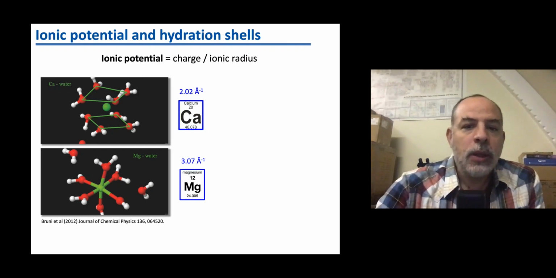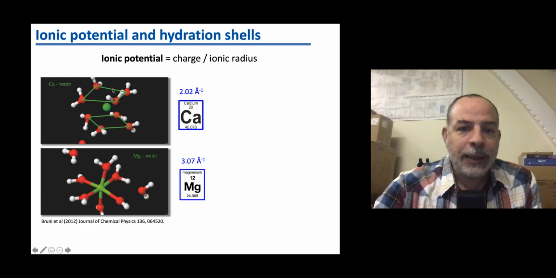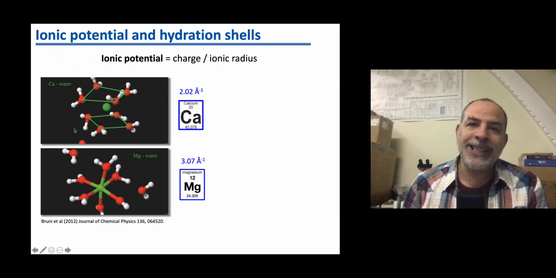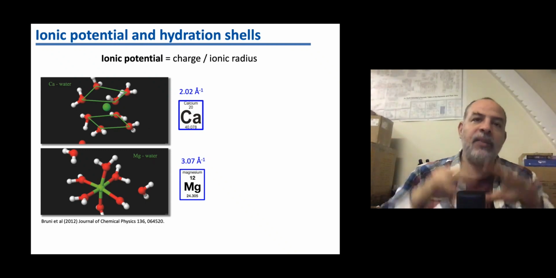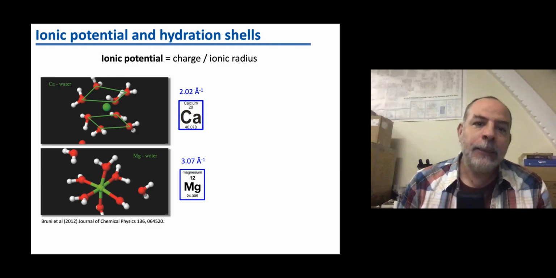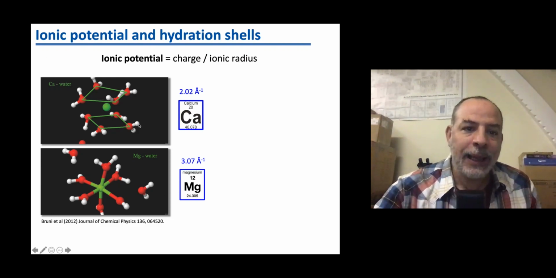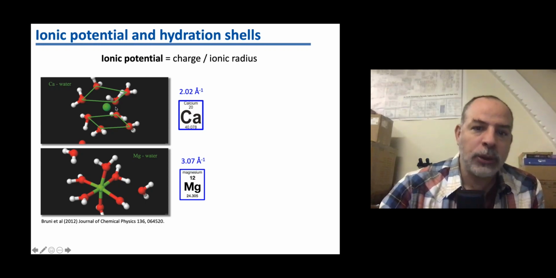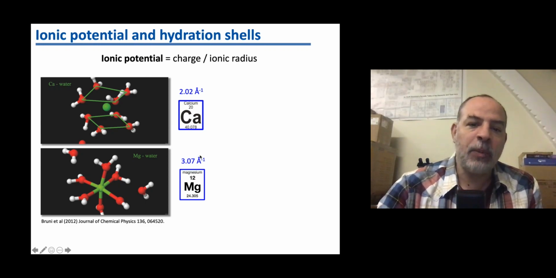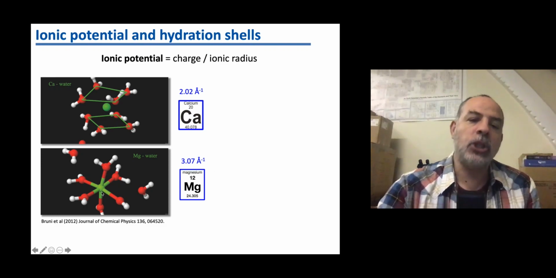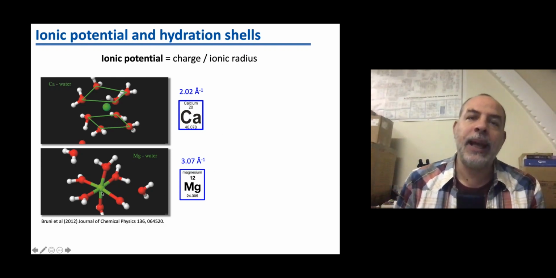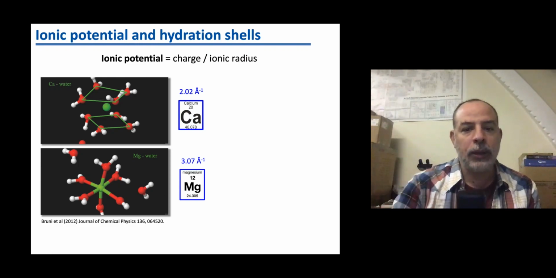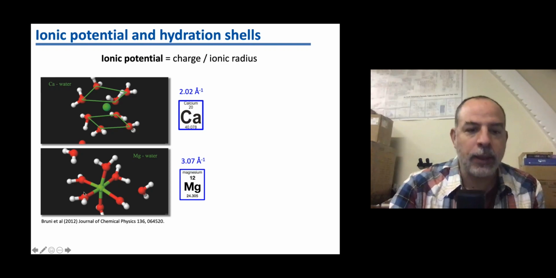Okay, so one thing which is very important is to link this ionic potential to the hydration cells. All these ions in solution have hydration cells. They have water molecules around. And the energy required to dehydrate these ions is directly proportional to the ionic potential of the cation. So the higher the ionic potential, the higher the energy, and therefore the higher the temperature, which is needed to dehydrate this cation.